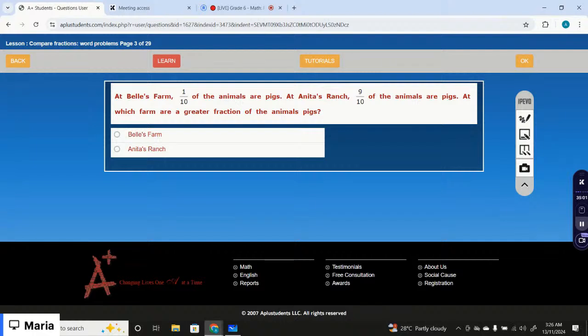9 by 10 is greater than 1 by 10, right? So that means Anita's ranch has most animals pigs. The correct option is option number 2. Very good.